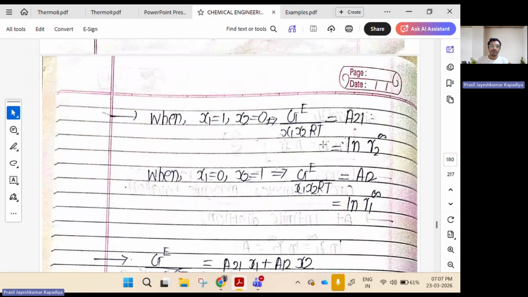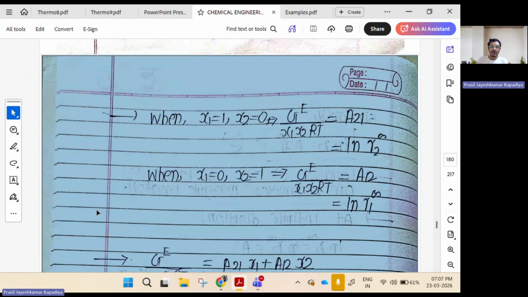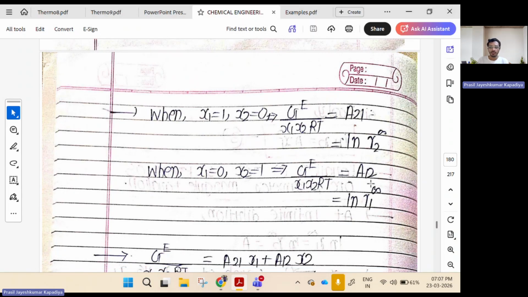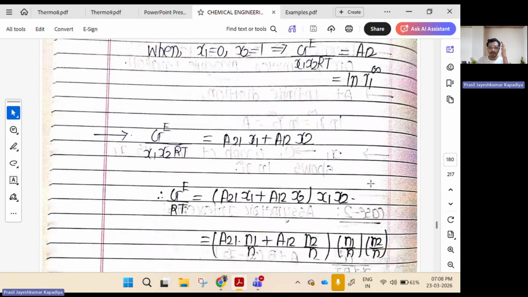We will have these conditions. When x2 tends to 0, we will have ln gamma 2 infinity equal to A21. And when x1 tends to 0, we will have ln gamma 1 infinity equal to A12. Whatever equation or form we are writing, it must satisfy these conditions when we are dealing with asymmetric intercepts.